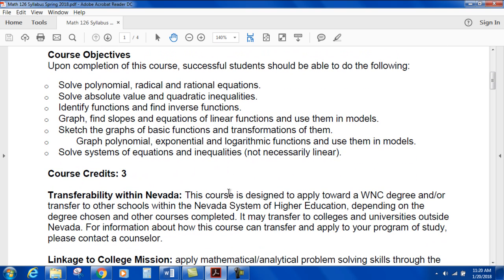Upon completion of this course, successful students should be able to do the following: solve polynomial, radical and rational equations, solve absolute value and quadratic inequalities, identify functions and find inverse functions, graph, find slopes and equations of linear functions and use them in models, sketch the graphs of basic functions and transformations of them, graph polynomial, exponential, and logarithmic functions and use them in models, solve systems of equations and inequalities, not necessarily linear.